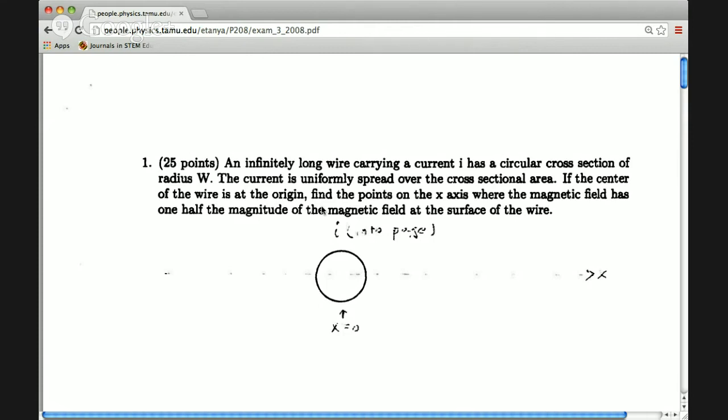And so we want to find the magnetic field at the surface of the wire. Spoiler, it's going to be something like mu naught I over 2 pi times the radius of the wire, so mu naught I over 2 pi w. So we want to find the value of x where we have half that amount. This is a pretty nice problem.